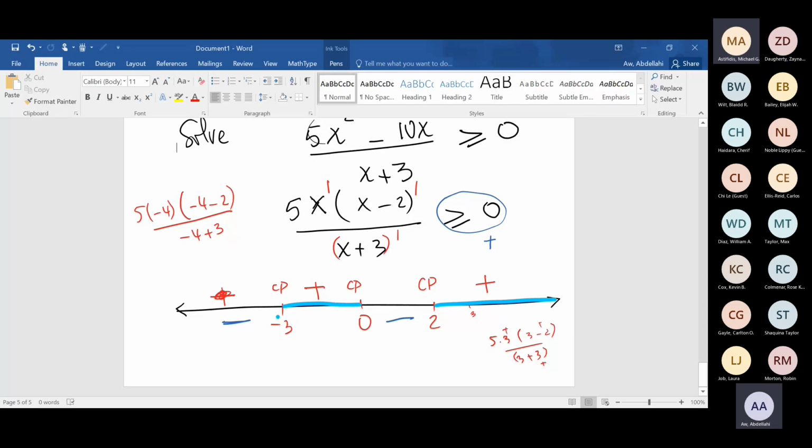Exactly. What number cannot be part of the solution anyway? What number? It is negative 3. We should include the other ones because we have equal, but negative 3 cannot be included. So the solution is negative 3, 0, union 2, infinity.